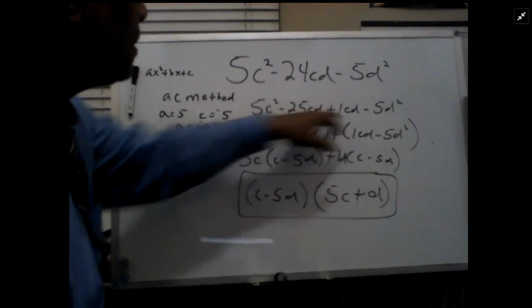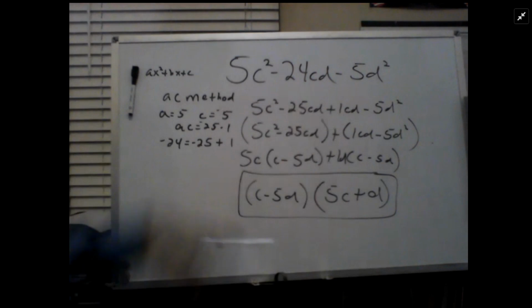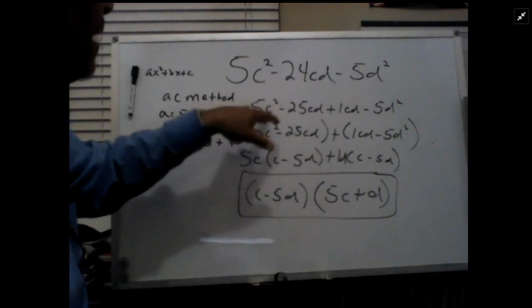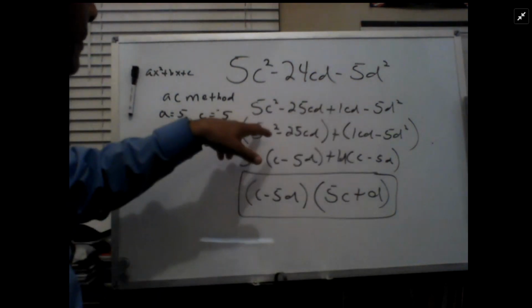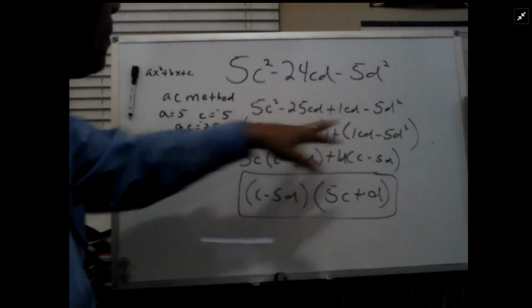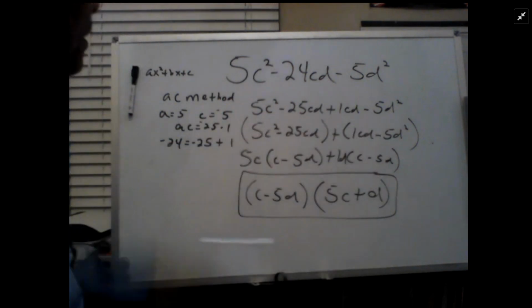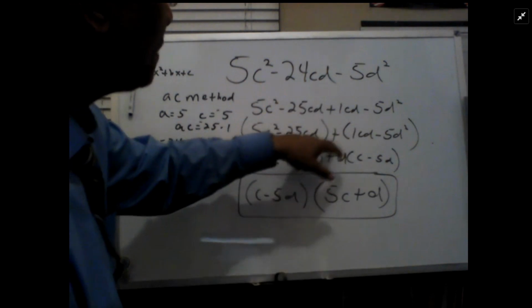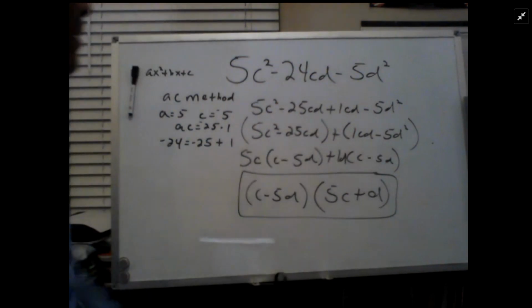We could have switched the 25 and the 1 here if we wanted to, but it's probably a little easier to put the big number here with the 5 and the lower number there. So breaking this up into 4 terms, we can use factor by grouping. In one group, I have 5c squared minus 25cd. In the second group, after the plus, I have 1cd minus 5d squared.